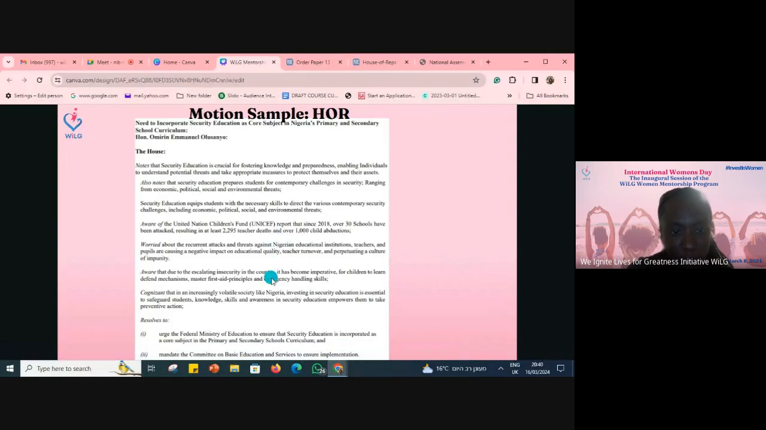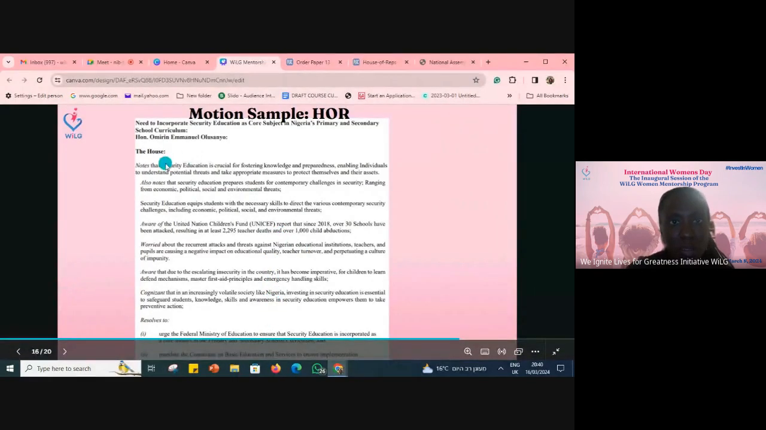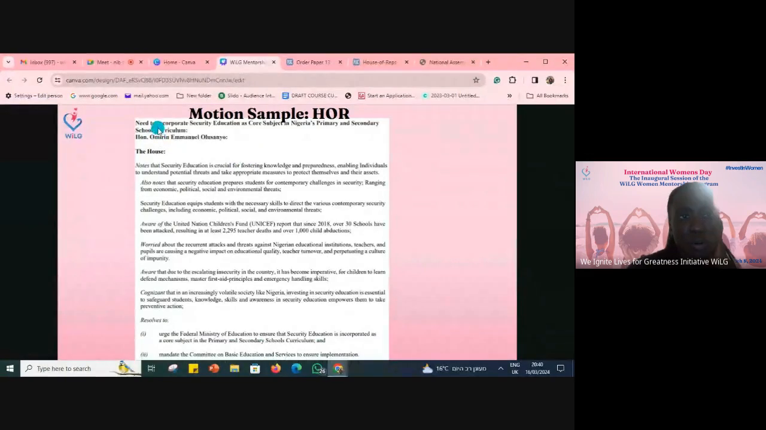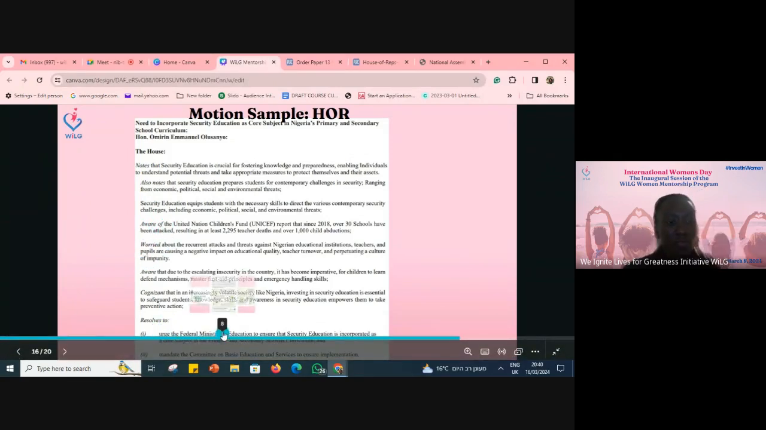This is another sample. Okay, this is the one for, the title is Need to Incorporate Security Education as a Core Subject in Nigerian Primary and Secondary School Curriculum. You see the name of the honorable, you see the state, the house, you see notes, also notes, aware, worried. They use words like that, but you always see the resolution. There's always something to resolve to. Here they are urging the Federal Ministry of Education to ensure that security education is incorporated as a core subject in the primary and secondary school curriculum.